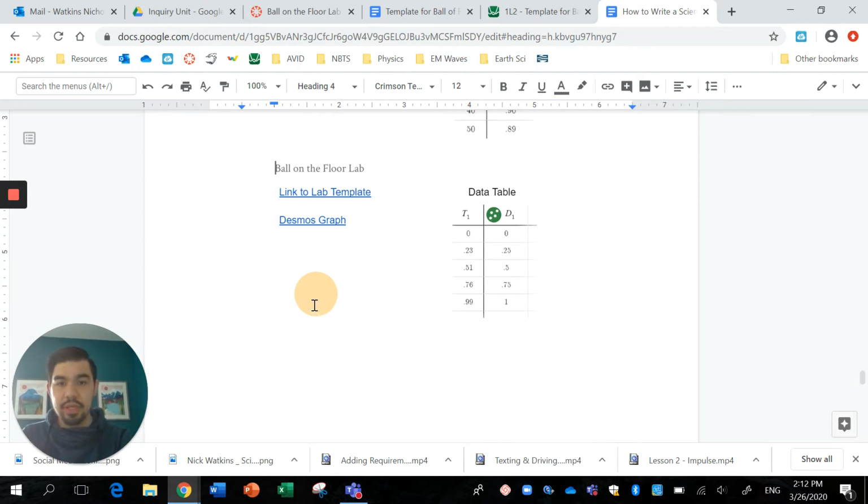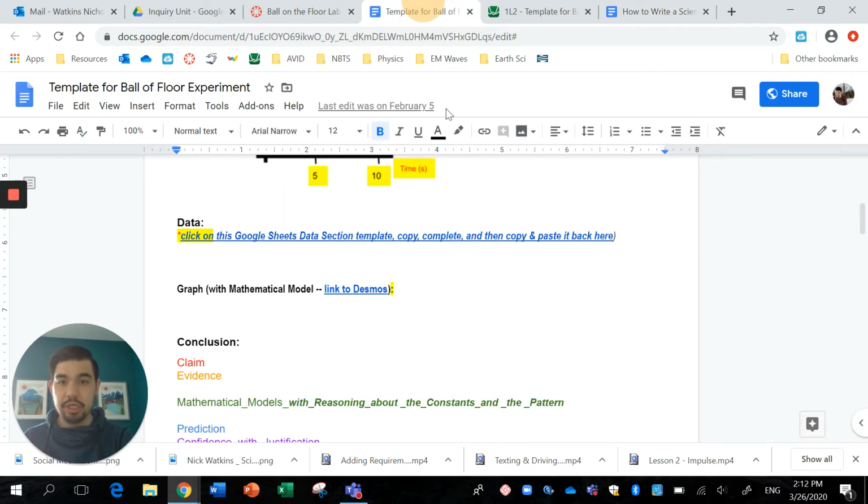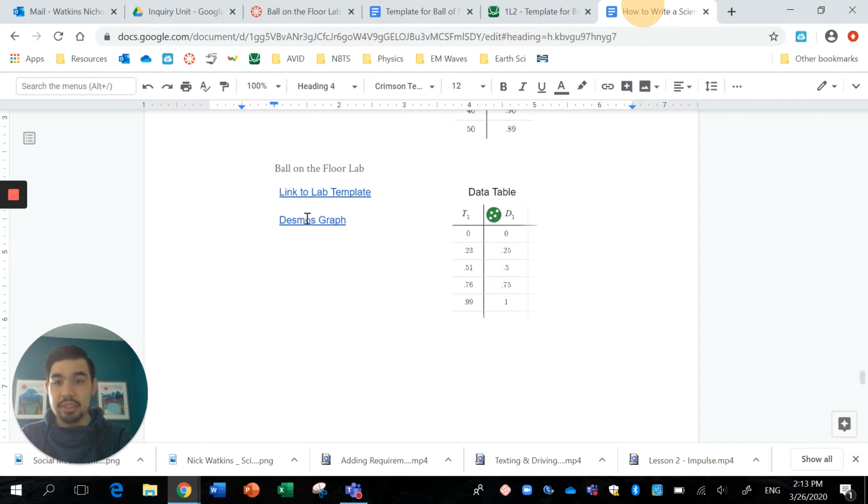And you notice we have a few things available to us here. We have the link to the lab template, which is the document that I was just working on here. I have a link to the Desmos graph, which we'll look at in a sec. And I also have a set of example data. Now, this is data that we collected in class. This is from another group, but you can feel free to use this data to complete this summative lab report. So at least, even though you're not able to conduct a lab, you're still getting a sense of what the relationship between these variables looks like.